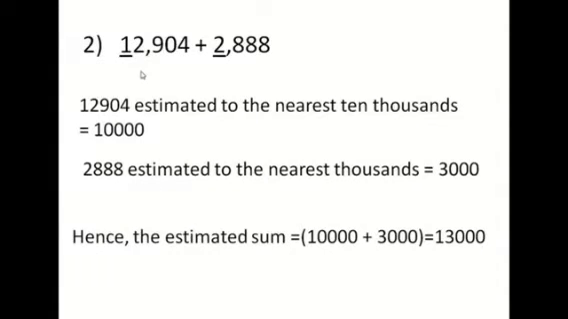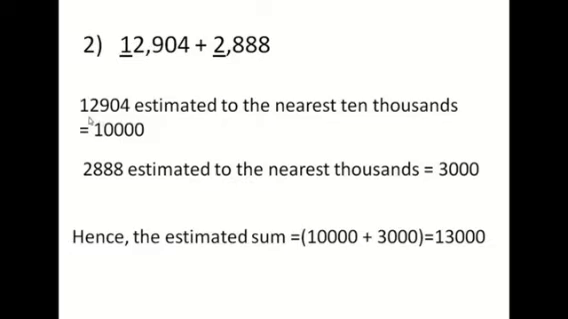Question number 2: 12,904 plus 2,888. So in 12,904 the highest place is 10,000. In 2,888 the highest place is 1,000.